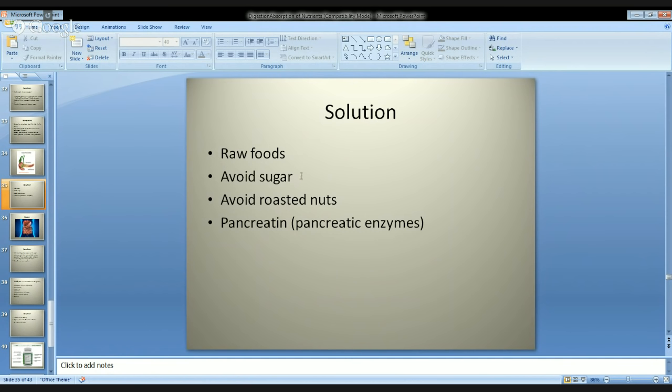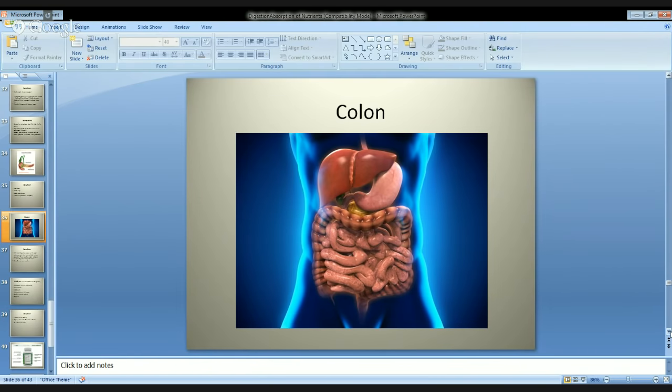Avoid sugar. That will help your pancreas, I guarantee. Avoid roasted nuts. Germinate your nuts and seeds, soak them, because the squirrels bury their nuts in the dirt and then they eat them after a while. That sounds really weird, doesn't it? The enzymes for the pancreas are called pancreatin. That would be pancreatic enzymes that you could take if you have a pancreas issue.